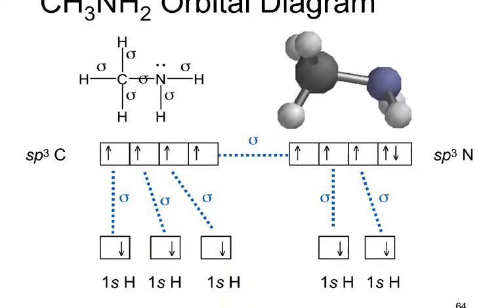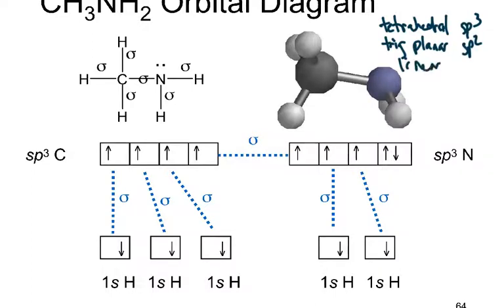Our carbon here is tetrahedral geometry. You can also memorize, if you would like, tetrahedral is going to be sp3. Trigonal planar is sp2. Linear is sp hybridized. So our carbon here forms 4 bonds. It is sp3 hybridized, and those all form sigma bonds with our hydrogens.